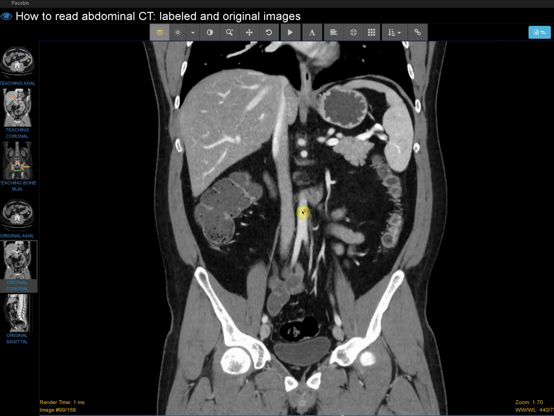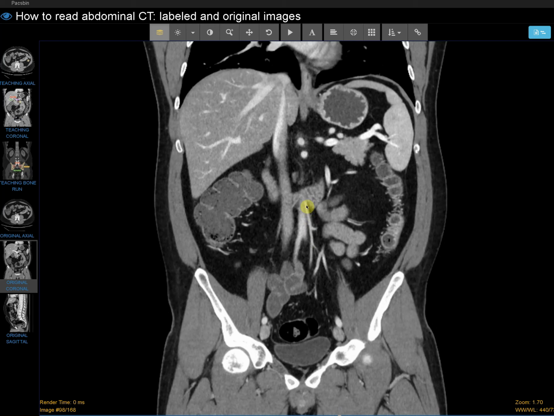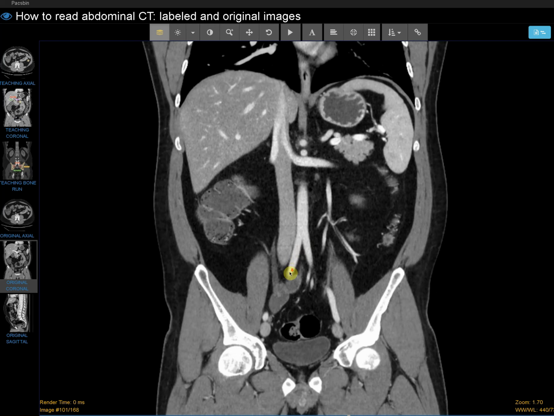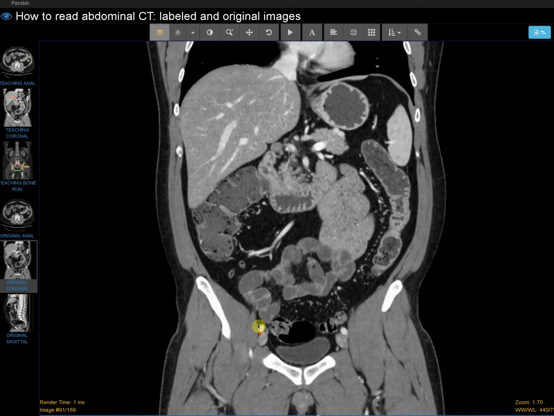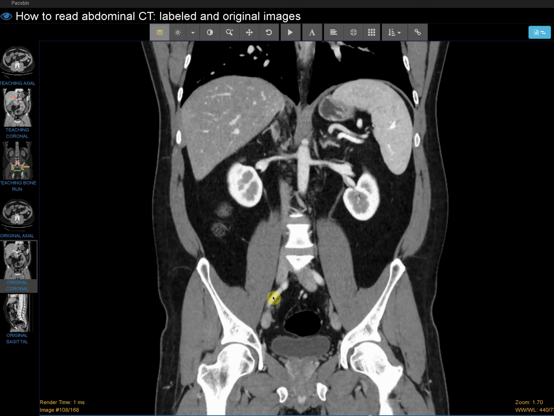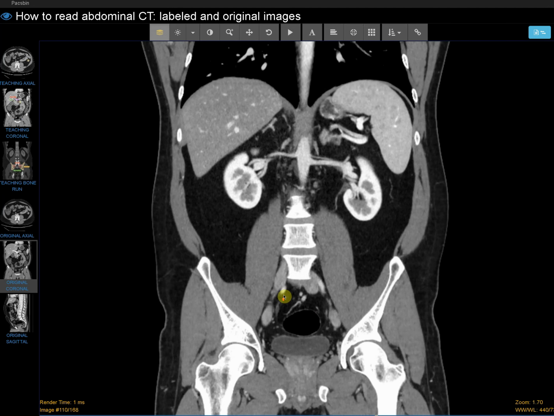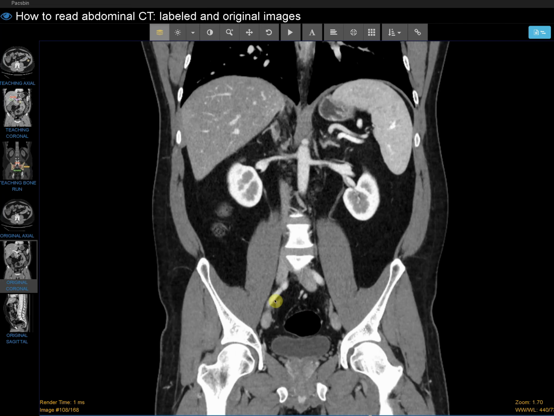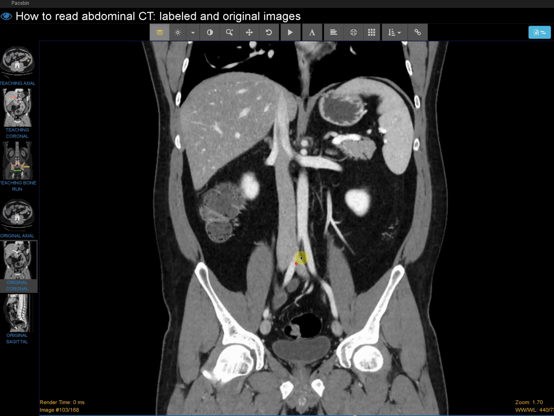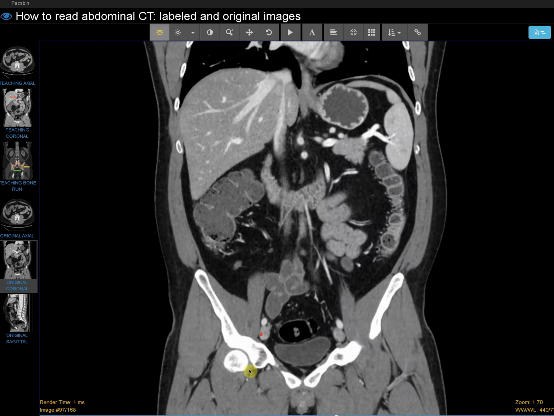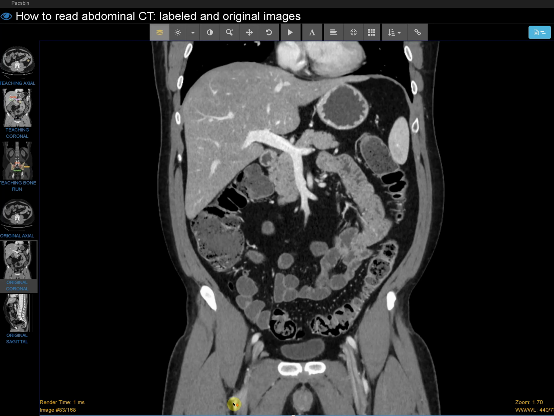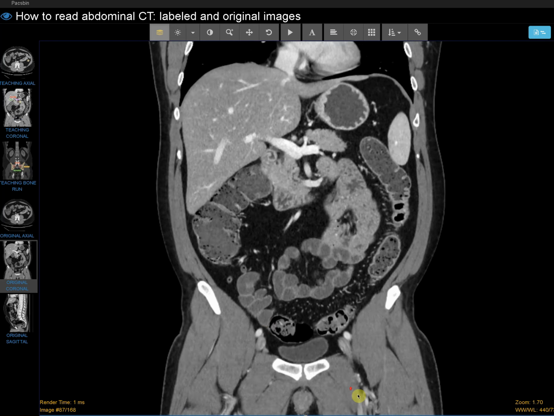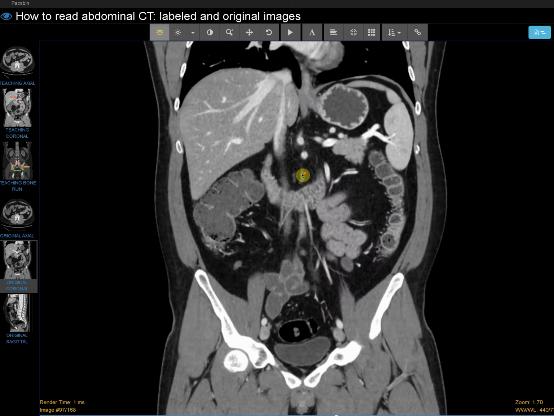As we keep coming down, this is our inferior mesenteric artery, our common iliac artery, which branches into the external iliac artery, which is this one, and the internal iliac artery right here. So the internal iliac and the external iliac make the common iliac. Same thing on the other side. The external iliac artery comes out and becomes the common femoral artery, which gives the superficial femoral and the profunda femoral artery. And same thing on the other side.